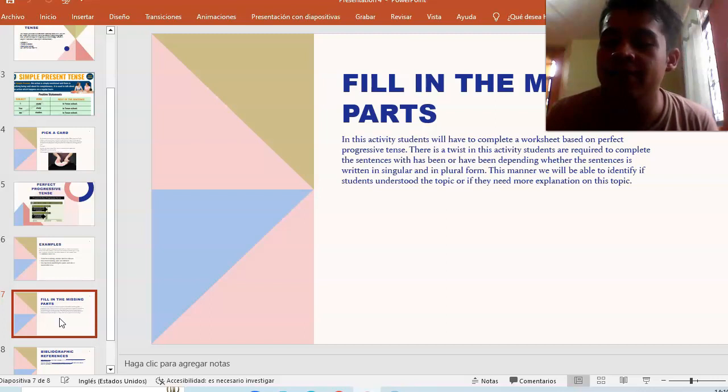This way, we will be able to identify if students understand the topic or if they need more explanation on this topic. So it's important to address when a word is in singular and when words are in plural. That's why this type of activity or task that I have created helps teachers, for example me, determine whether students understood the topic perfectly or whether they still need some more explanation on this topic.